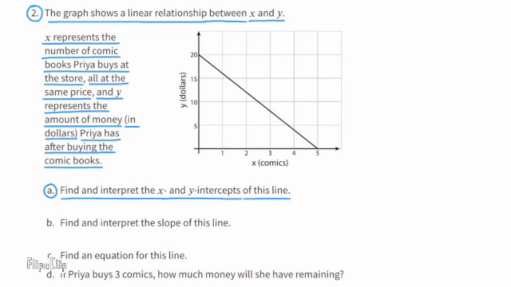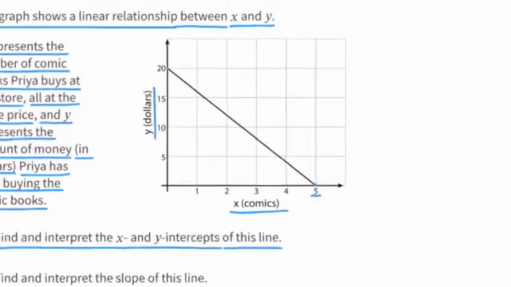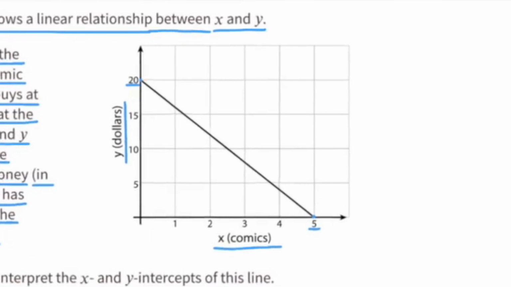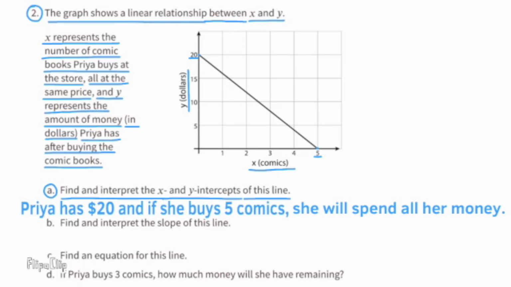The horizontal axis, or the x-axis, represents the comic books, and the vertical axis, or the y-axis, represents dollars. The x-intercept is located at the 5 on the x-axis, and the y-intercept is located at the 20 on the y-axis. These intercepts tell me that Priya has $20, and if she buys 5 comics, she will spend all her money.